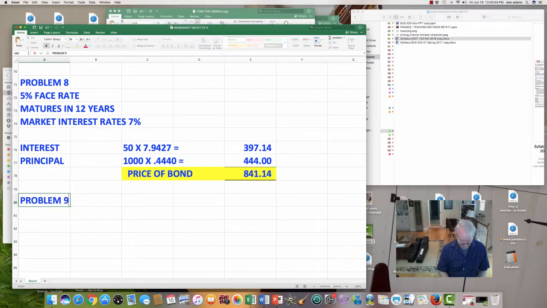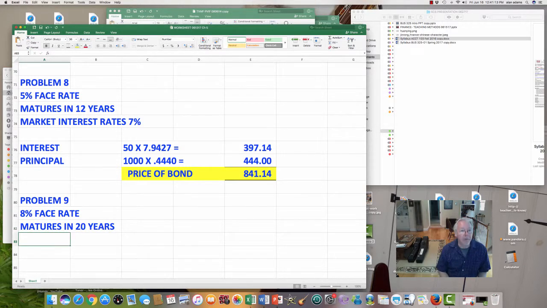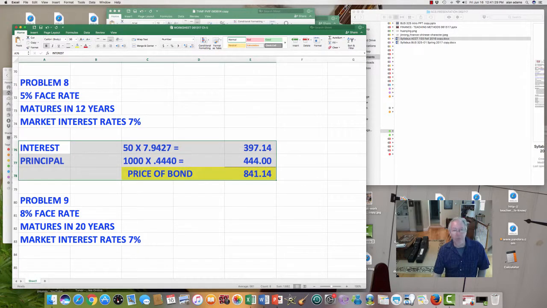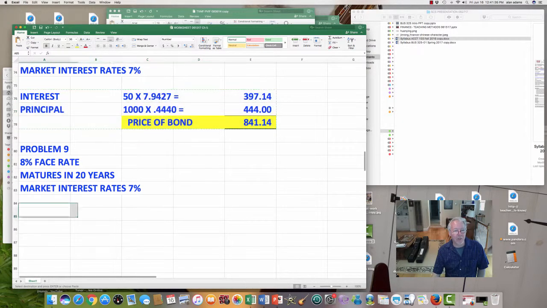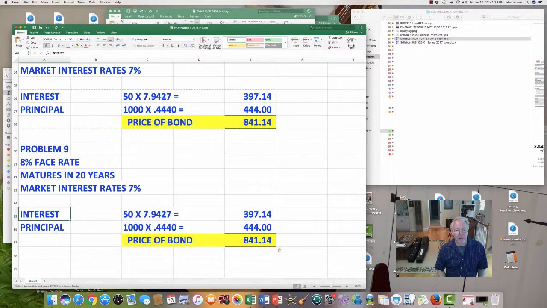Problem number 9, similar. Pfizer has an 8% bond. That's the face rate. When is it going to mature? It's going to mature in 20 years, and the market interest rate is how much? 7%. Same as before. So I'm just going to grab these numbers and we'll plug in the new numbers and see what happens. Copy, come down here and paste. All right, my new and improved numbers.